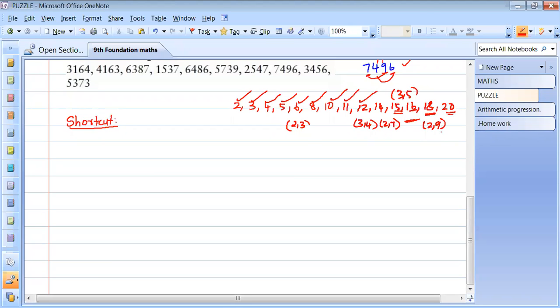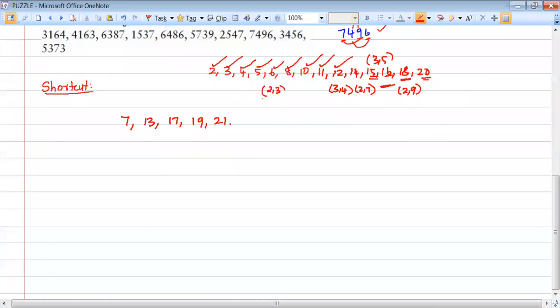And 20 is very simple. Now, do you know the shortcut for the divisibility rule for 7, 13, 17, 19 and 21? Only 2 minutes I will take. After that, I will wind up the meeting. 7, 13, 17, 19, 21.